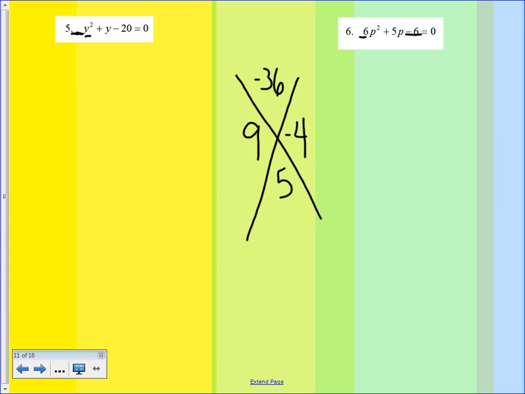So I'm hoping at this point again that you can set up these x's on your own. If you can't, please come in for help. Go to the Math Skills Center. Do something to get yourself the help that you need.